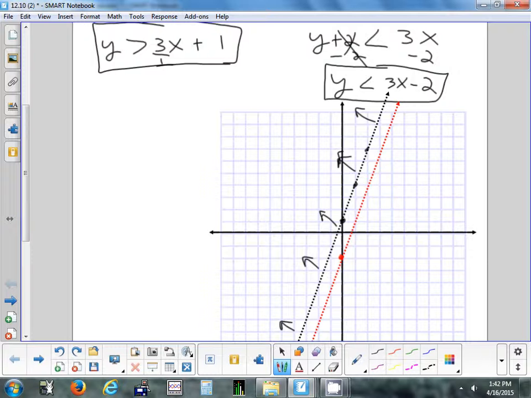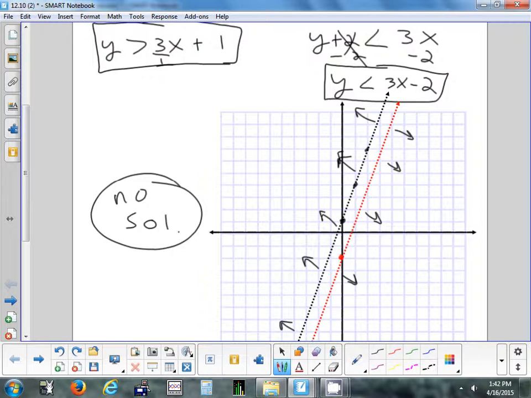Okay. On the red line, I've got less than. Is that above it or below it? Below. It's below it. So I'm shading this way. Where would they overlap? Nowhere. So that means it's no solution. Okay, that was kind of like a warm-up from yesterday. That's the one we ended with yesterday, no solution.